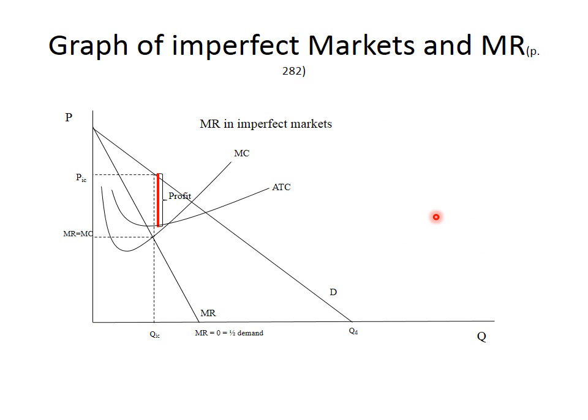Now, let's start to look at imperfect markets and what they look like, and let's tie together the things that we've talked about. This graph is derived from, and very similar to, the graph from page 282. I want you to be able to look at more than one thing.